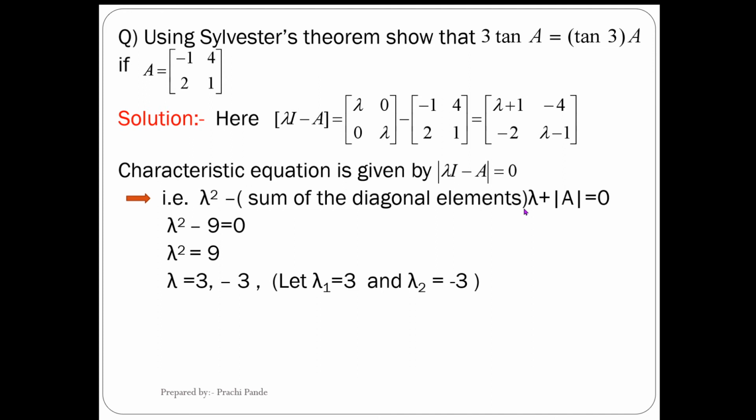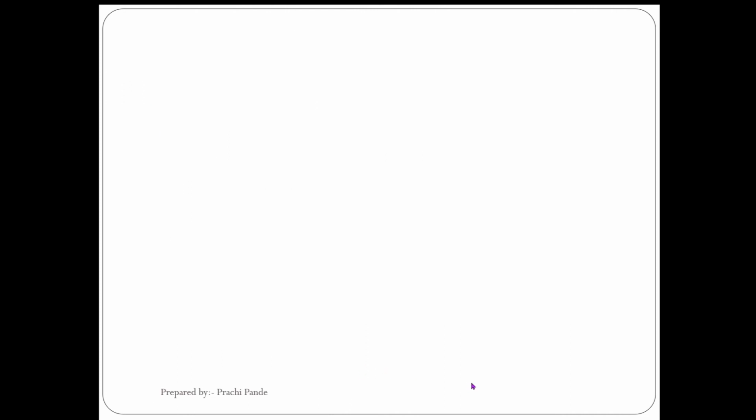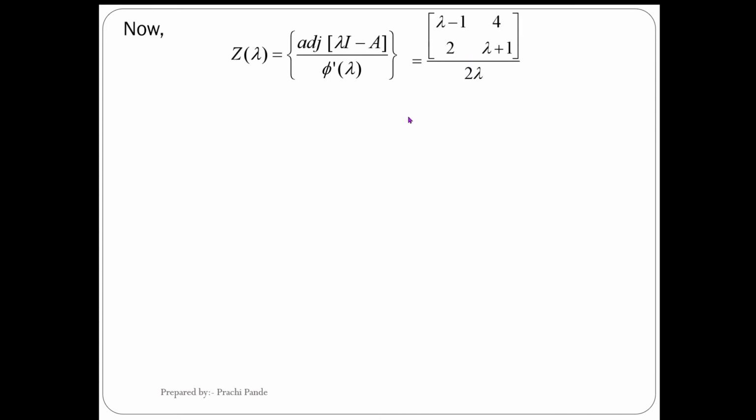The roots of the characteristic equation are nothing but the eigenvalues, which are 3 and minus 3. So denote lambda 1 as 3 and lambda 2 as minus 3. Further, phi of lambda is equal to lambda square minus 9 and phi dash lambda becomes 2 lambda. Now the adjoint of lambda I minus A is obtained by interchanging the diagonal elements and by changing the sign of the non-diagonal elements. Now Z of lambda is adjoint of lambda I minus A upon phi dash lambda. Substitute the value for adjoint and phi dash and call it equation number 1.